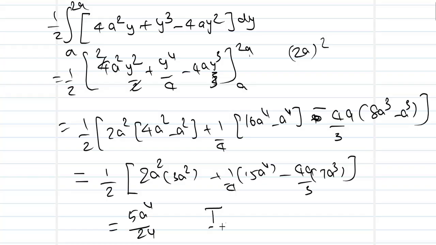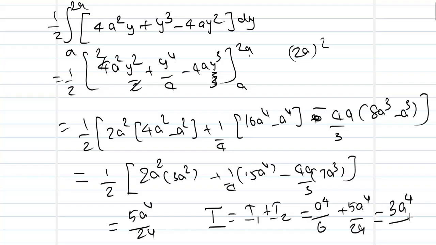Now the total value of I is I1 plus I2. So this is I1, which is a power 4 divided by 6, plus 5a power 4 by 24. So this gives the total value as 3a power 4 by 8.